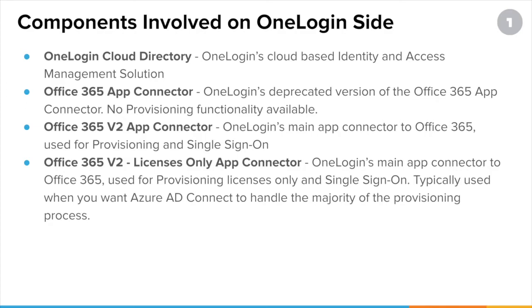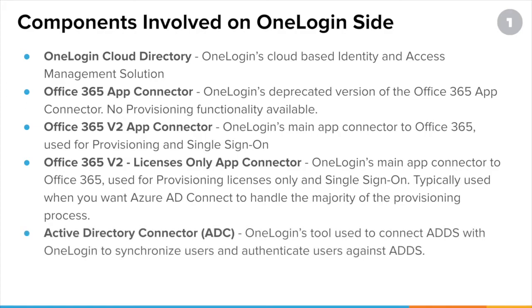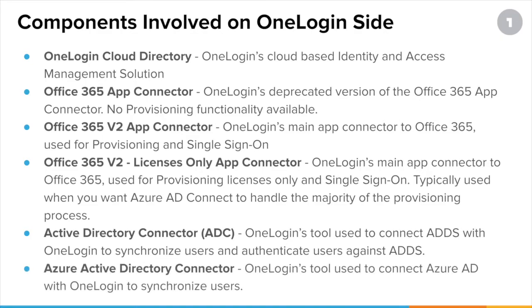And then we also have two directory connectors. The Active Directory connector, ADC, synchronizes and authenticates users against ADDS, that on-prem-like version of Active Directory. And we have an Azure AD or Active Directory connector as well. This one purely synchronizes users from Azure AD into OneLogin.